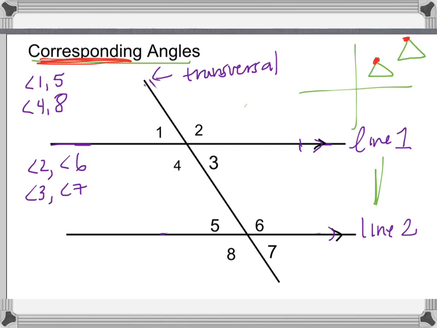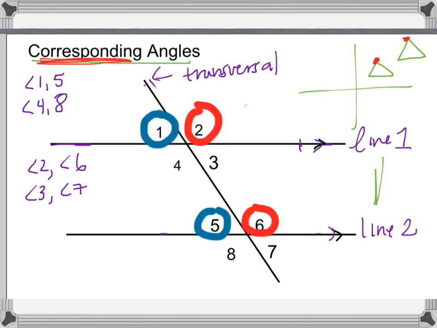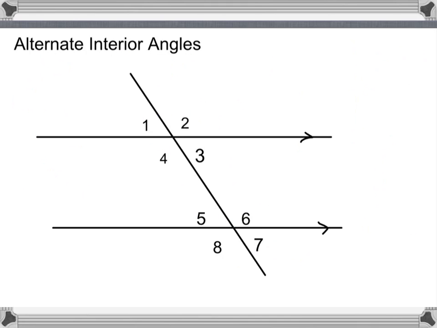The corresponding angles, so angles that correspond with each other, let me mark them with a different color here. So 1 corresponds with 5. 2 corresponds with 6. 4 corresponds with 8. And finally, 3 corresponds with 7. Okay, so that's what we mean with corresponding angles.